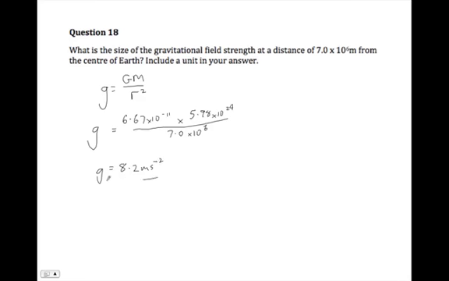Now, this is less than what we know the exact gravitational field strength of the Earth's surface to be, which is this. But that's right, because we are 1 million metres away from the surface of the Earth. I think the radius of the Earth is about 6 times 10 to the 6, can't remember. So it should be a bit less. We know that the gravitational field strength decreases as you go away from the mass.